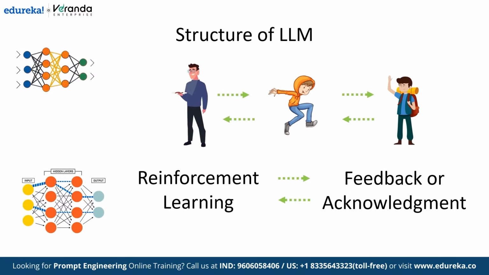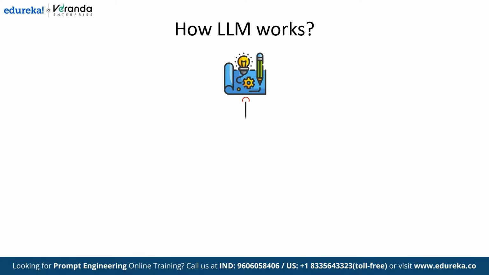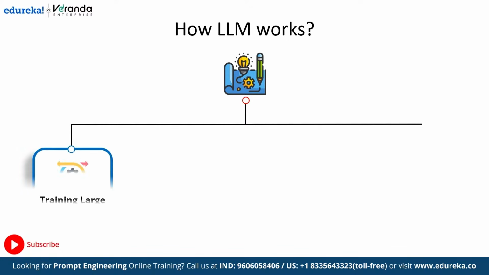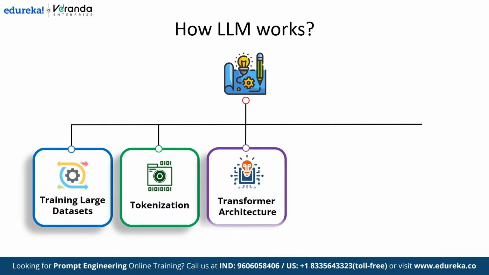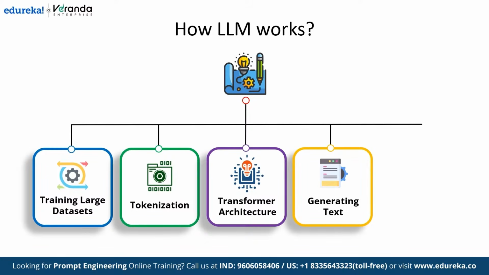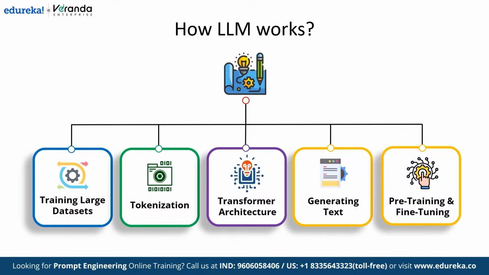Now, let us move on to understand how LLMs work. LLMs begin with the collection of datasets, then tokenize text and break it into manageable pieces. Using a transformer architecture, they process the data sequence all at once, leveraging vast training data. LLMs contain millions of learned parameters that predict the text tokens and generate coherent outputs. Models often undergo pre-training for general knowledge and fine-tuning for specific tasks.